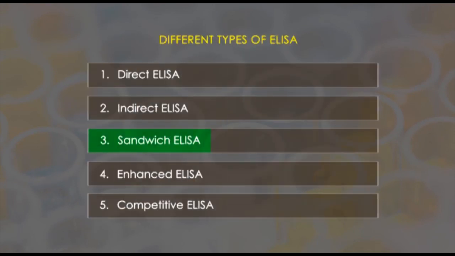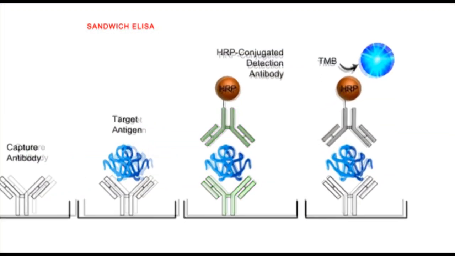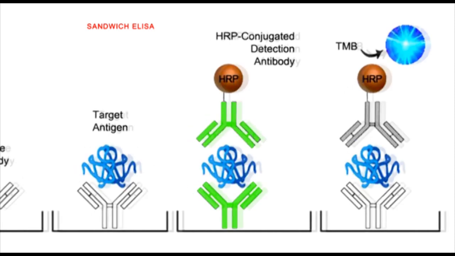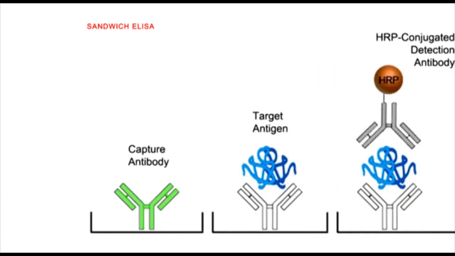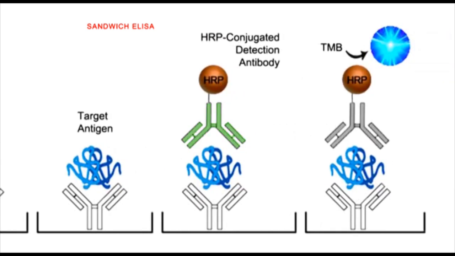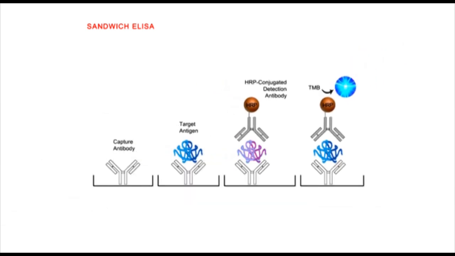Sandwich ELISA. In sandwich ELISA, two antibodies are used to detect the antigen of interest in a sample. One of the antibodies is coated on the ELISA plate and it will capture the antigens present in a sample. The other antibody will be used for detection of the antigen. The antigen should therefore have at least two binding sites for the two antibodies.